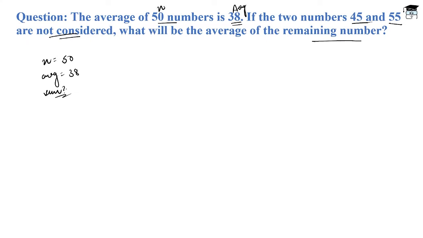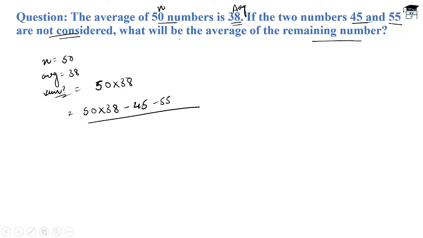We know the formula. It is just the number into average. This becomes the sum. So the sum is equal to 50 into 38. And how you will calculate? This is very simple. It would be equal to 50 into 38 minus 45, all right, and minus 55. You don't have to consider these two numbers. Whole divided by, what is the remaining n now? It was 50 earlier, two numbers are deleted, so the new n becomes 50 minus 2, which is equal to 48. So whole divided by 48. And then you will divide it.